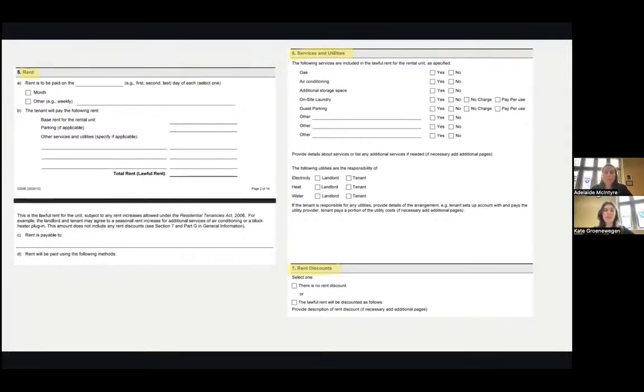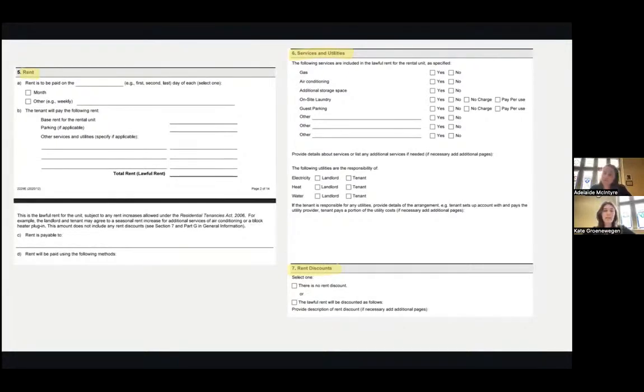Services and utilities. This section states which services are provided by your landlord and which are not. So gas, air conditioning, storage space, laundry, guest parking, internet, etc. And also makes clear which utilities are covered by your landlord and which are not. So electricity, heat, water. If these utilities are not covered, you may need to set up your own account to pay them. For example, you may set up an account with London Hydro.